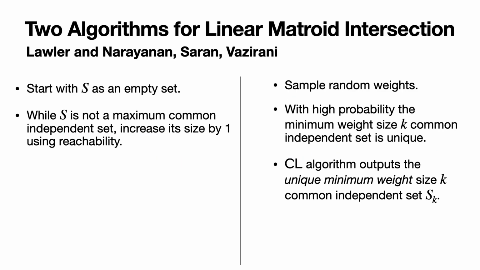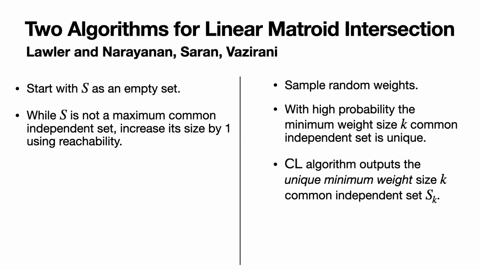Good. Now, here's a succinct version of what I just said, right? The algorithm on the left starts with S as an empty set, and while it's not maximum, it increases its size by 1 using reachability. The algorithm on the right samples random edge weights. With high probability for all k, the minimum weight size k common independent set is unique, and there's a CL algorithm which outputs it.